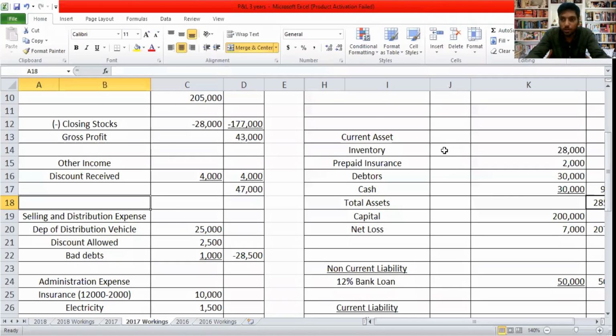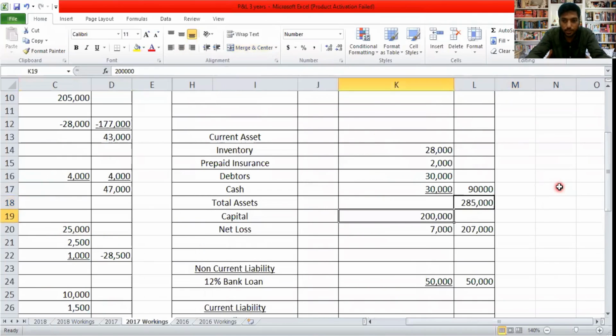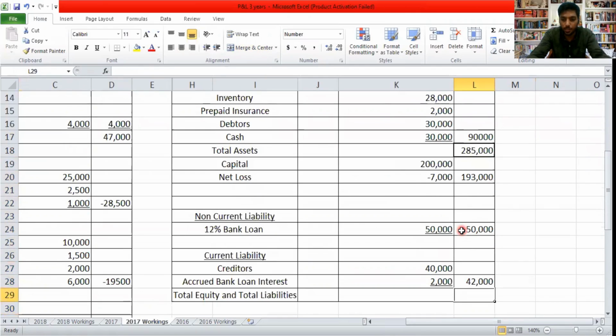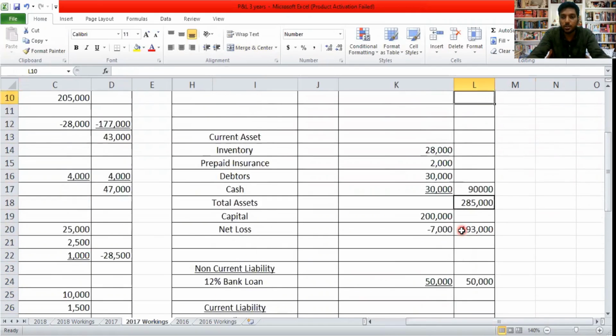Yeah, there's a small concern. This is a net loss, so we can't add it here. We need to deduct this 7,000 and show it as a minus. So 200,000 minus 7,000 will give you 193,000. So we need to take 193,000 plus 50,000 plus 42,000, which will give you 285,000. So that's how we take it. So we're done with the adjustment.